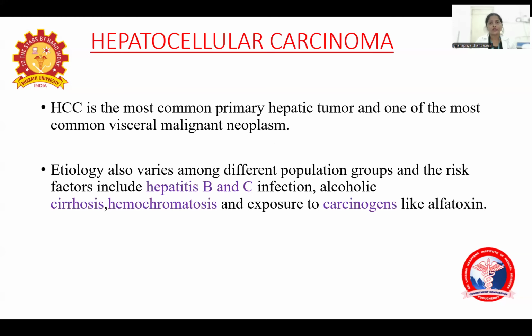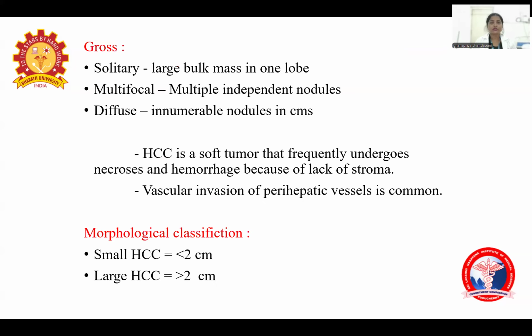So coming to the individual lesions, the first lesion is hepatocellular carcinoma. This is the most common primary hepatic tumor and it is one of the most common visceral malignant neoplasms. Etiology varies among different population groups, but the most common risk factors include hepatitis B and C infection, alcoholic cirrhosis, hemochromatosis, and exposure to carcinogens like aflatoxin.